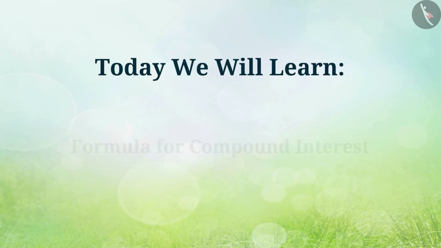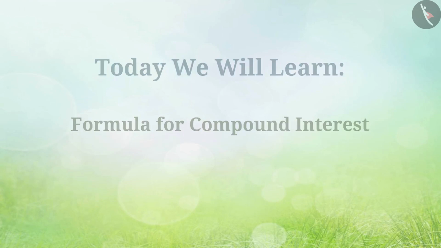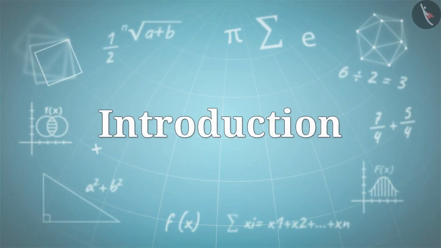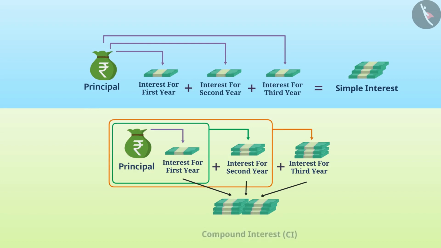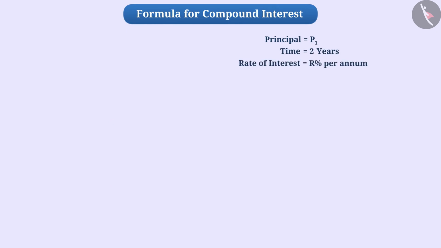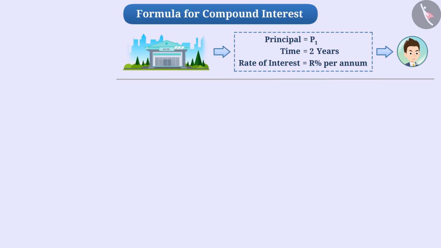Today we will learn the formula for compound interest. In the previous video, we learnt about compound interest. Let us now find the formula for compound interest. Consider the principal P1 is borrowed for 2 years on R% rate of interest per annum. Let's find the compound interest on this.